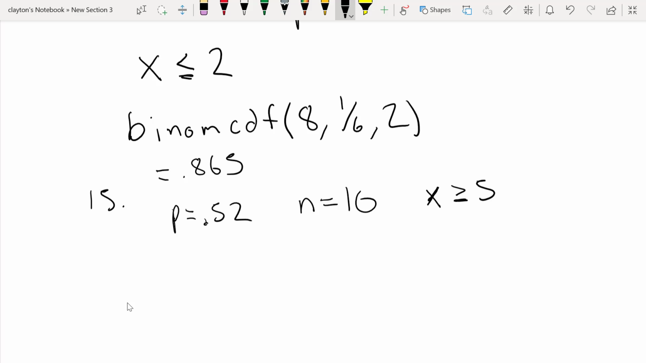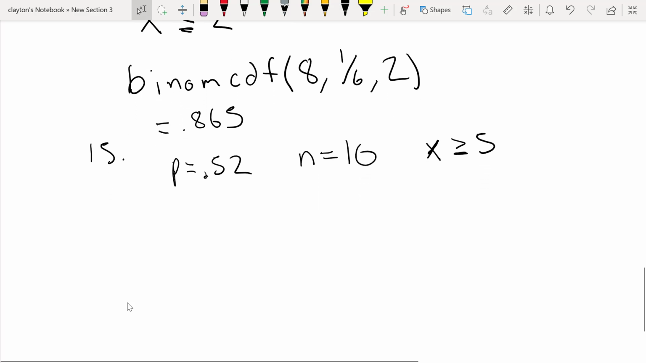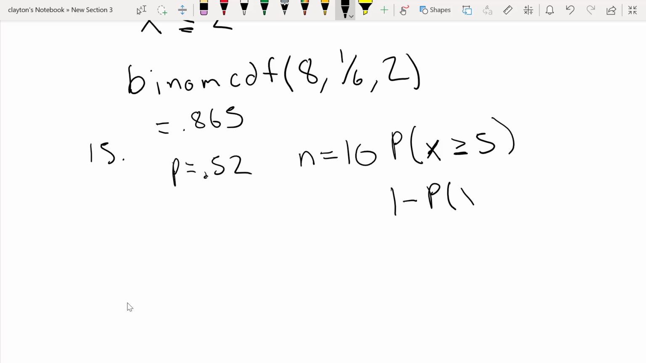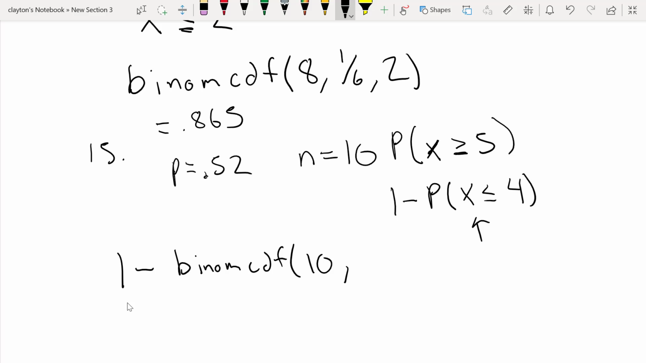Now, when you're doing binom CDF, it only gives you less than or equal to. Now, because this is a discrete probability, instead of finding the probability X is greater than or equal to 5, this is the same thing as 1 minus the probability that X is less than or equal to 4, right? And this is the value that you could get from the binom CDF. And so what we're looking for here is 1 minus binom CDF of 10, comma, probability of success is 0.52, comma, 4. Right, we're doing 1 minus this.